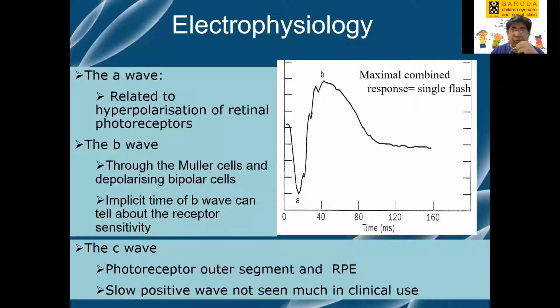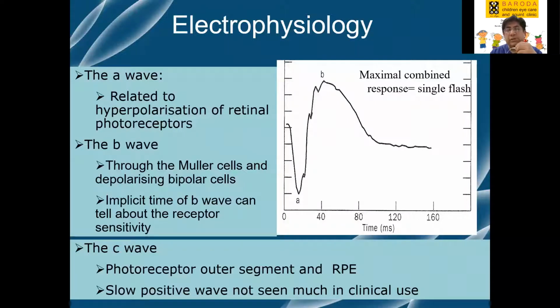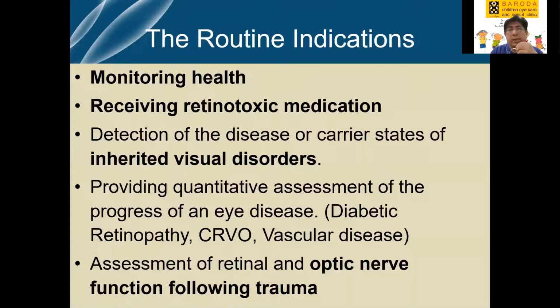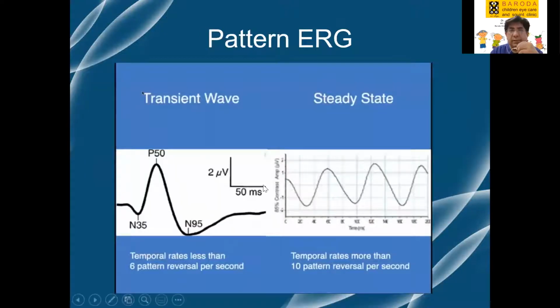This is the waveform of the maximal combined response, but this is not what we are going to see. A pattern ERG response is much different. It has N35, P50 and N75. So this is a basic electrophysiology waveform, and these are the routine indications of electrophysiology. And this is again the basic mini Ganzfeld, which we use in Diopsys. This is the normal waveform that you see in a pattern ERG.